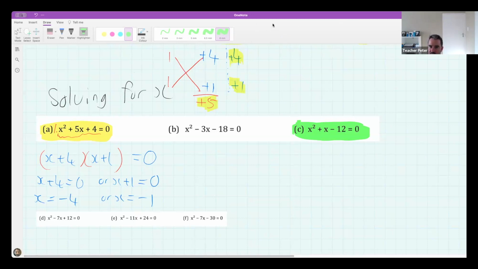Oh, Sanako raised the hand. Okay, let's go to Sanako. So what is your question, Sanako? So sir, how will we know whether to use factorizing or the method that you showed us previously?